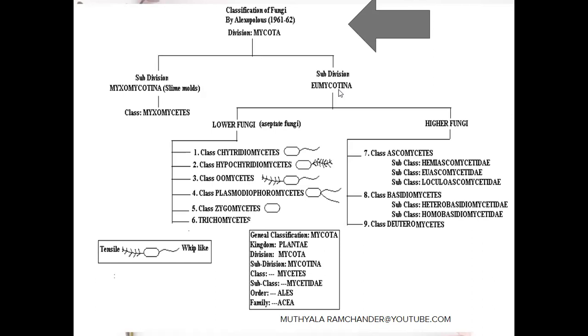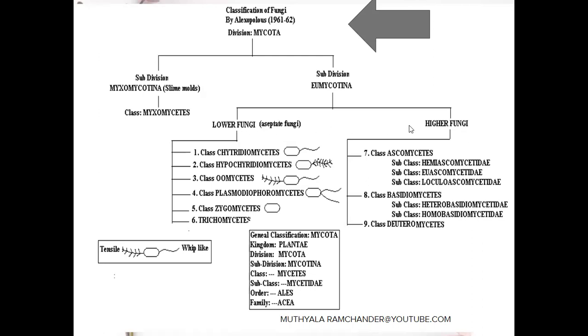The second subdivision is Eumycota. Eu means true, mycotina means fungi. True fungi are placed in the subdivision Eumycota or Eumycotina. The subdivision Eumycotina is again classified into two types based on the presence of septum in the fungi: lower fungi and higher fungi. If any fungi contain only filaments without any septa, they are called lower fungi, also called aseptate fungi. Higher fungi contain septa, and are septate fungi.